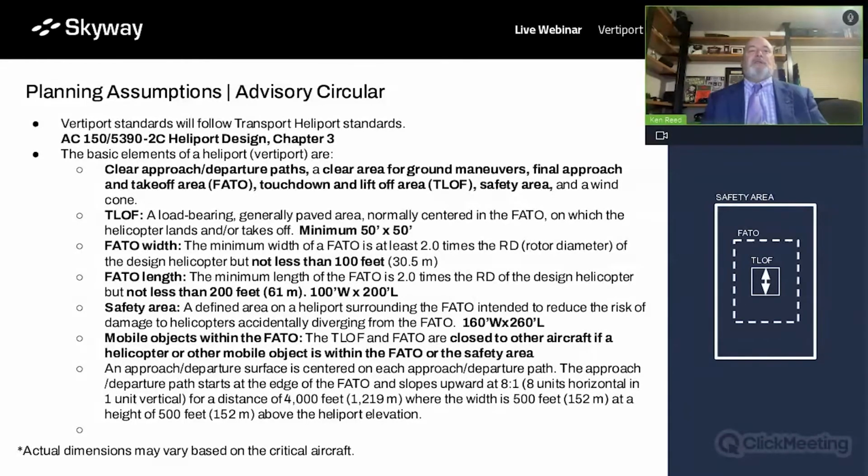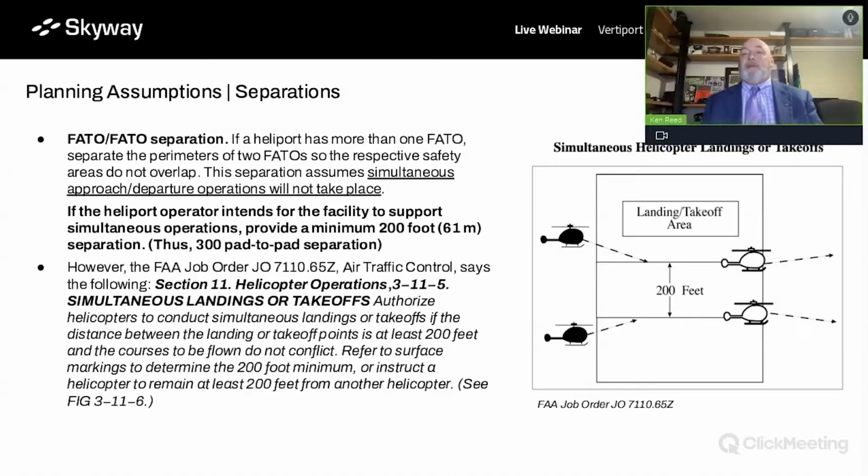An approach and departure surface is centered on each approach and departure path. So every vertiport definitely has an approach direction and a departure direction. It can switch. It's not always 180 degrees. Sometimes it could be as little as 135 degrees. So if you have unique wind characteristics, for example, then those approach and departure paths can be slightly misaligned, and they can curve. Let me point out actual dimensions may vary based on the critical aircraft at a specific vertiport.